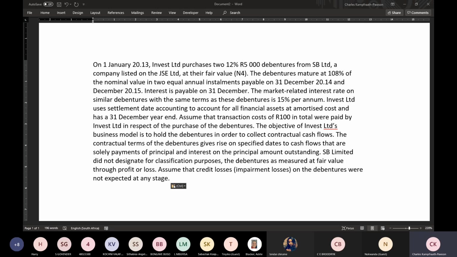So now we say amortized cost. What will the future cash flows be if we have a look at this example? Let me put up my Excel and let's do it in there. Because I'm just quickly going to unshare.